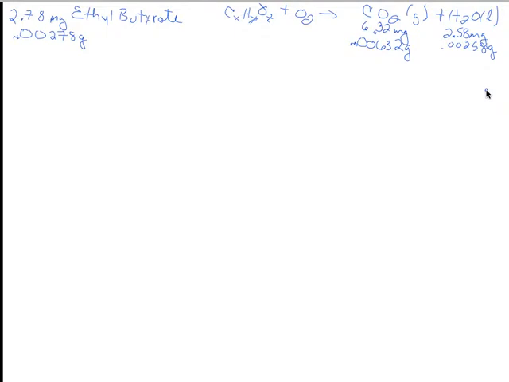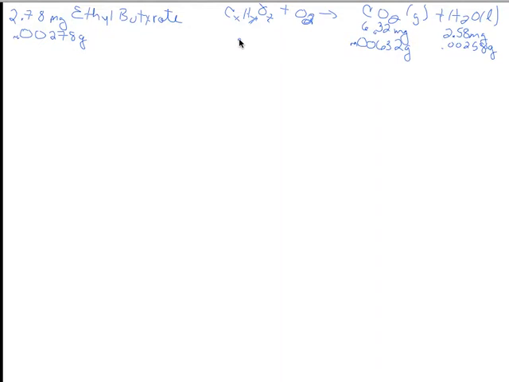Now, the problem is that this organic compound contains oxygen. The CO2 contains oxygen, the water contains oxygen, but those oxygens in my product could also come from the O2 that was in the air. There's really no way of telling where that O2 came from. So the only thing we're sure of is that the carbon in the carbon dioxide and the hydrogen in the water come from that organic compound.